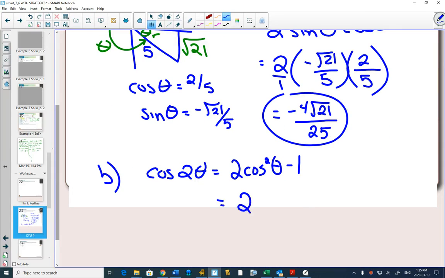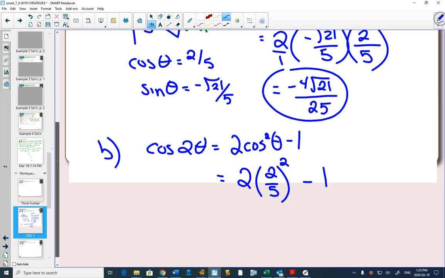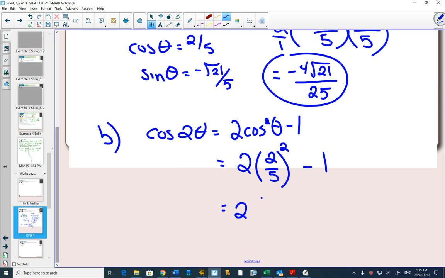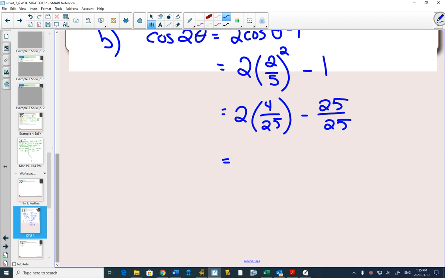And so now I know that cos of theta is 2/5. Cos squared of theta will be 2/5 squared minus 1. 2/5 times 2/5 is 4 out of 25. I'm going to change the minus 1 to 25 out of 25 so that I have a common denominator. 8 minus 25. Negative 17 over 25.